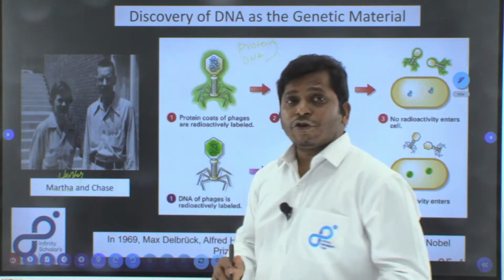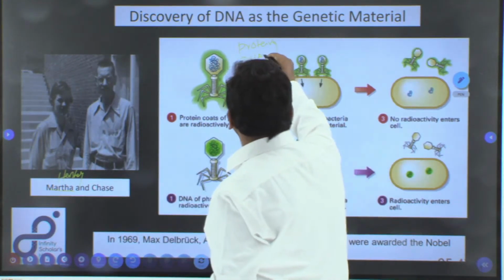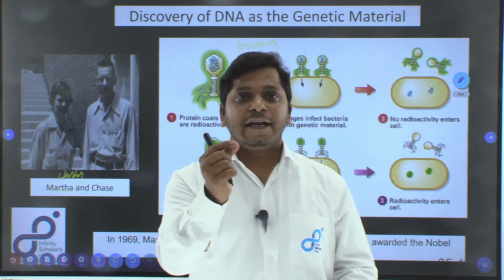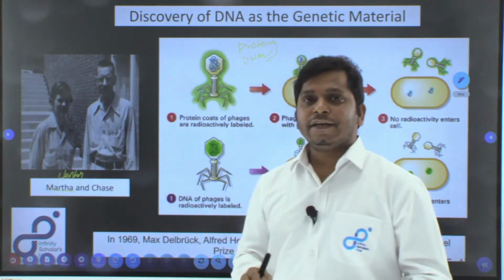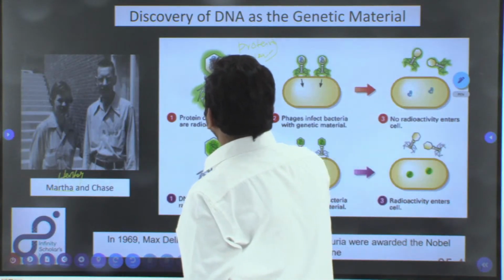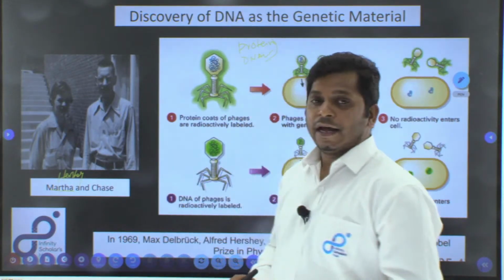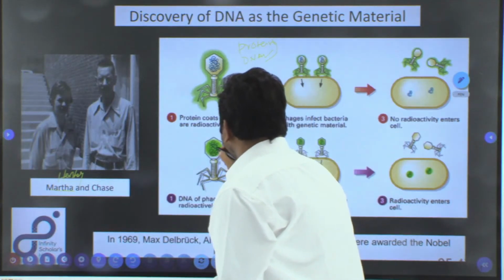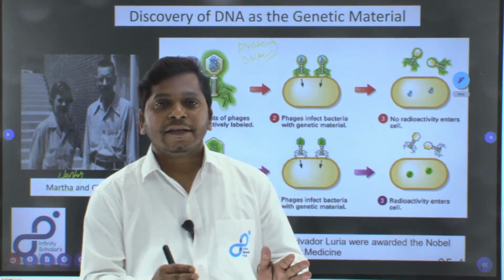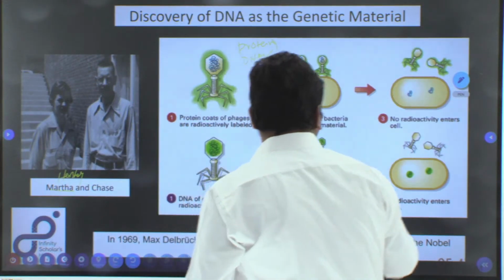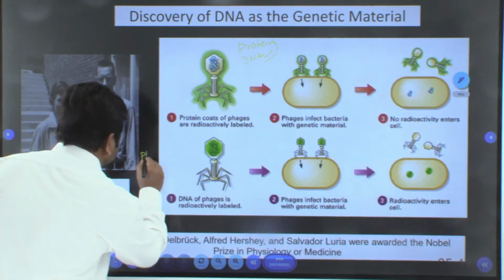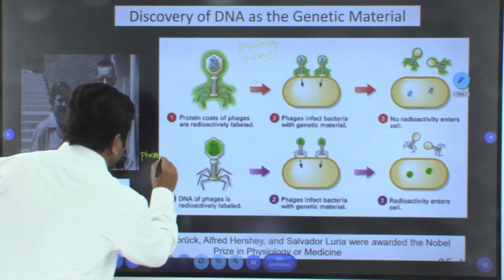So to prove whether DNA or protein is the genetic material, we have to consider or label only these 2 components. So they did a very simple experiment. They radio labeled the protein component and separately they radio labeled the DNA component. How can you radio label DNA and protein separately? Because, as I told you just before, DNA contains phosphate, but protein does not contain phosphate.